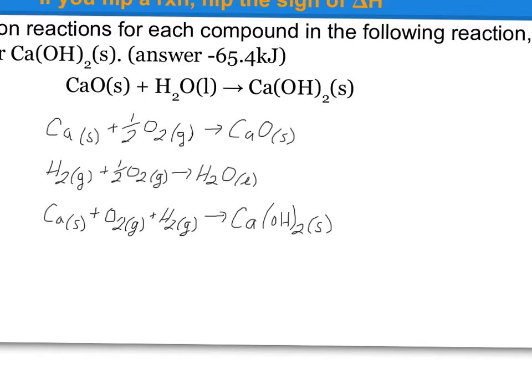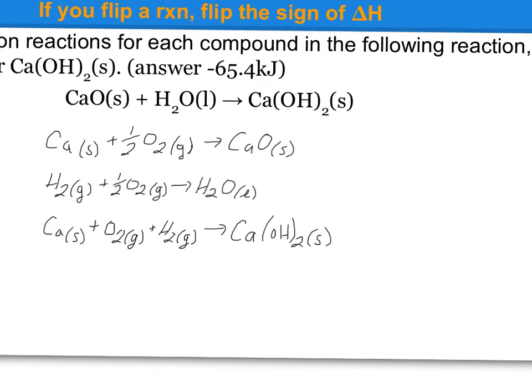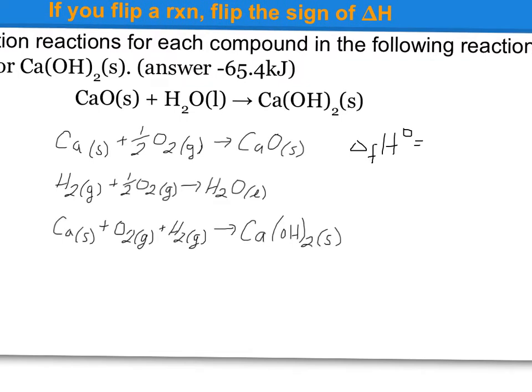If you look at your data booklet, you will find that for the first reaction, the change in enthalpy of formation in standard conditions is equal to negative 634.9 kilojoules. It is per mole, but since I wrote the reactions for only 1 mole, we can say that it's also kilojoules. For liquid water, it's negative 285.8 kilojoules.